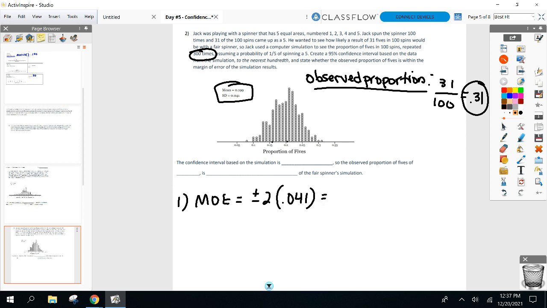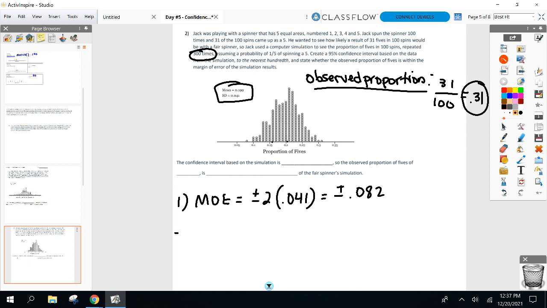And you guys have your calculators. Let's roll. Got to find where I put my answer key. There it is. Here we go. We're getting plus or minus 0.082. All right, but I asked for the confidence interval though. I need to see where 0.31 is in my confidence interval.